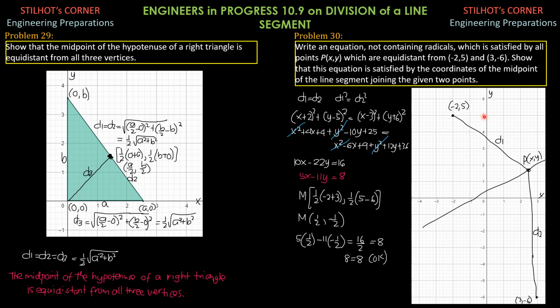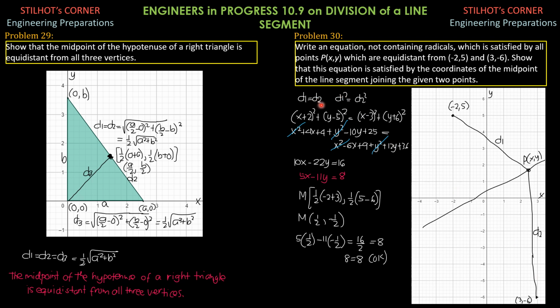We have to write an equation satisfying the condition that from the point x comma y, these 2 points have equal distances from this point. So if I call this distance 1 and this one distance 2, then distance 1 equals distance 2. This is the point negative 2 comma 5, and this is the point 3 comma negative 6.